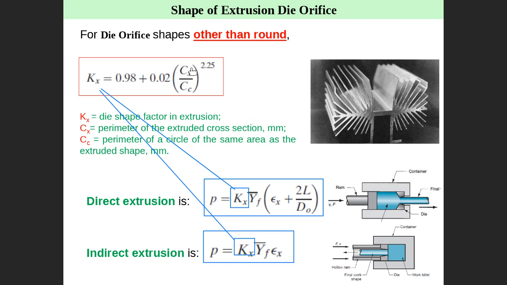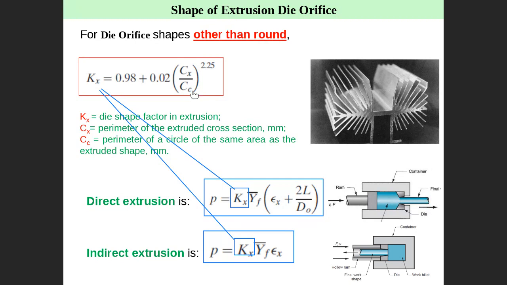Cx is the perimeter of the extruded part. Perimeter means the circumference, guys. The extruded part is the part that we apply extrusion to. Cc is the perimeter of the circle that has the same area as the extruded part.